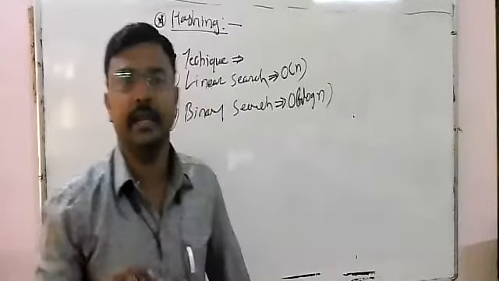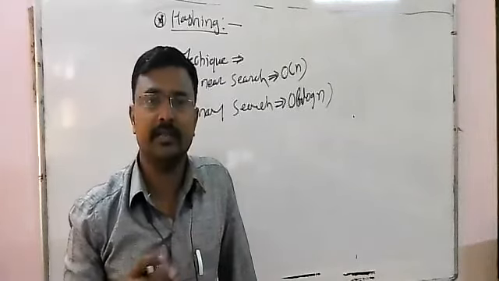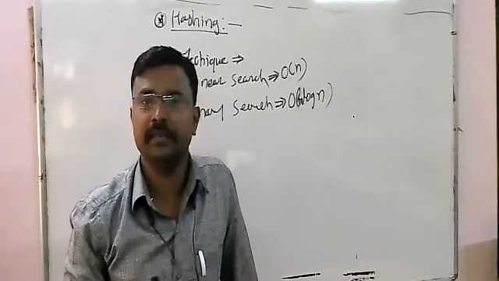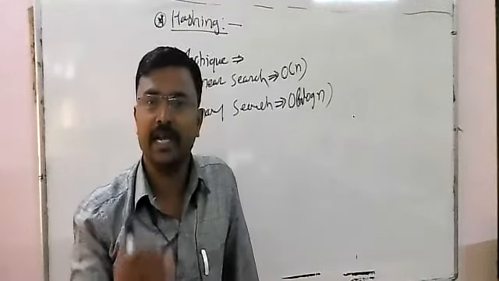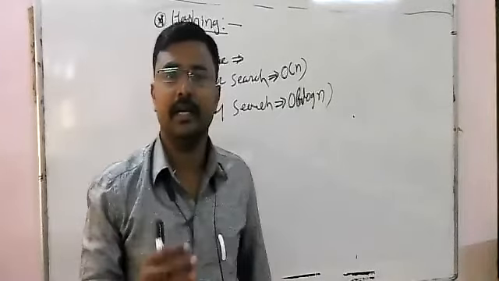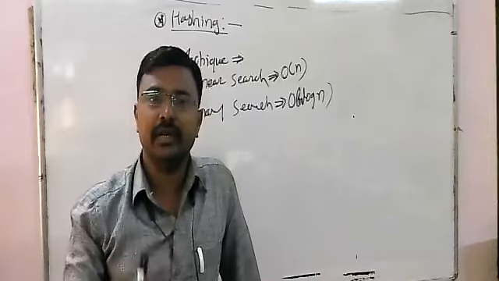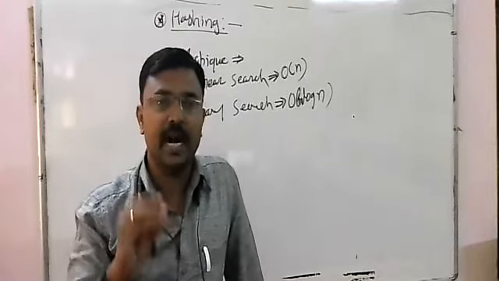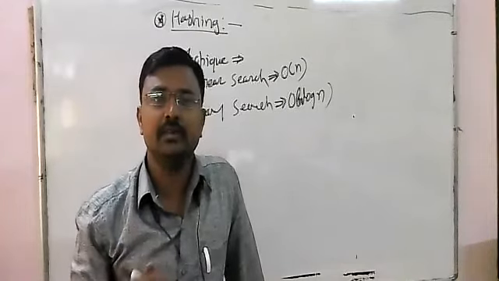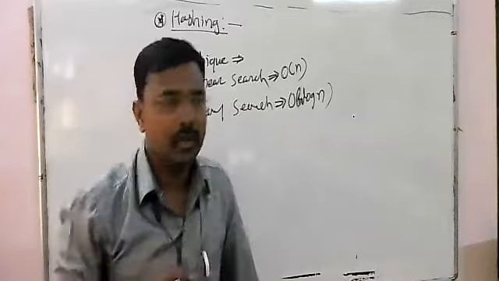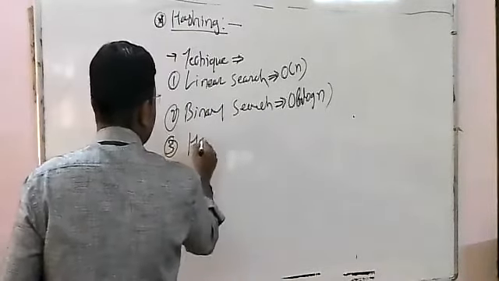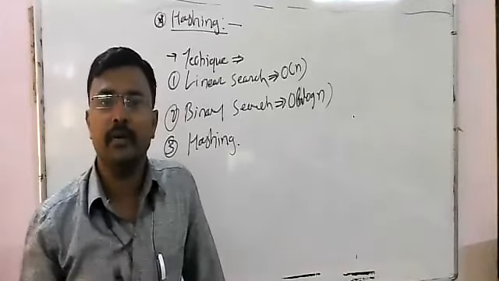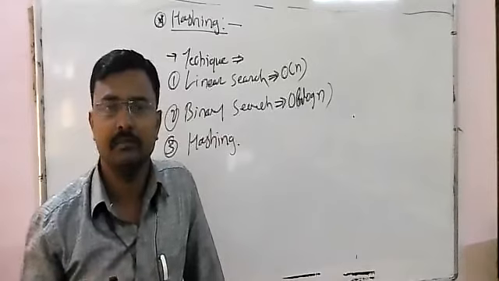Whenever finding an element by using linear search or binary search, they both have worst case complexity. Now, when you are using a hash table, or searching for an element that is stored in a table, that table is nothing but a hash table. The searching technique applied to a hash table is called hashing. So hashing is nothing but the third searching technique, where we find the element from your hash table. Got it?